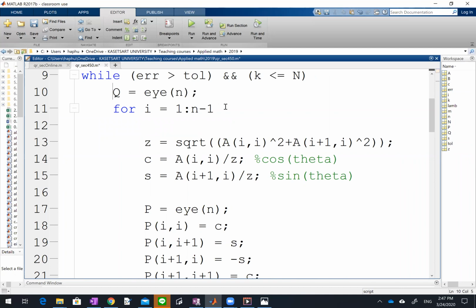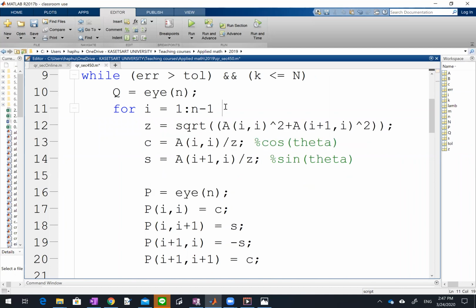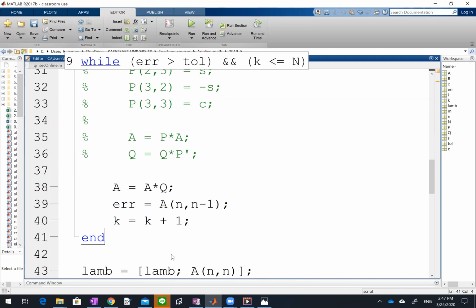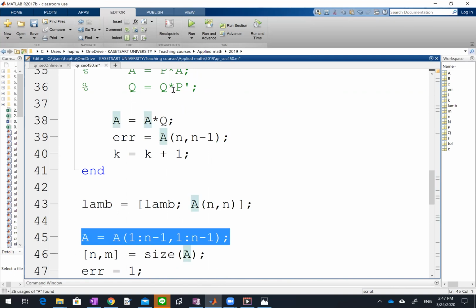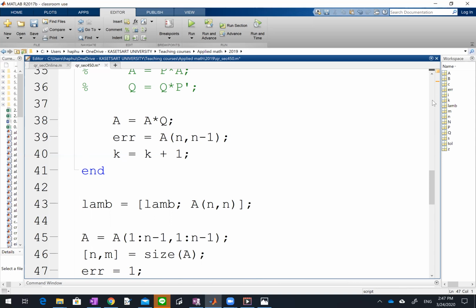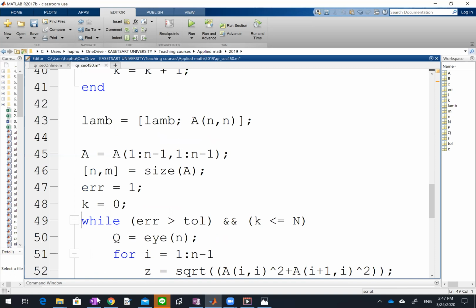So after I move it out, then after the first iteration of my A, this is just the same thing that I did. I store my lambda, reduce the size of the matrix A to be starting from 1 to the row n minus 1 and column n minus 1, do initialization of some parameters, and then we run the entire thing again.